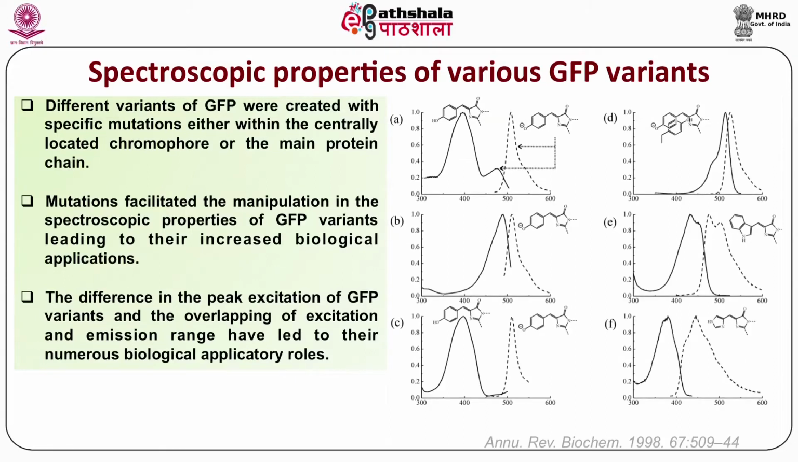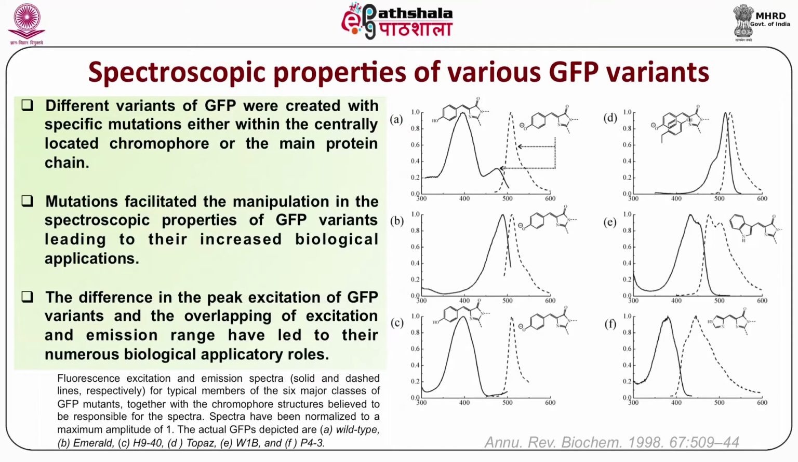You can see here the emission spectra of different types of green fluorescent protein variants. Fluorescence excitation and emission spectra, solid and dashed lines, for typical members of 6 major classes of green fluorescent mutants, together with the chromophore structure believed to be responsible for the spectral characteristic features. Spectra have been normalized to a maximum amplitude of 1, and the actual green fluorescent proteins are depicted as: A is the wild type, B is the emerald, C is the H9-40, D is the topaz, E is the W1B and F is the P4-3.